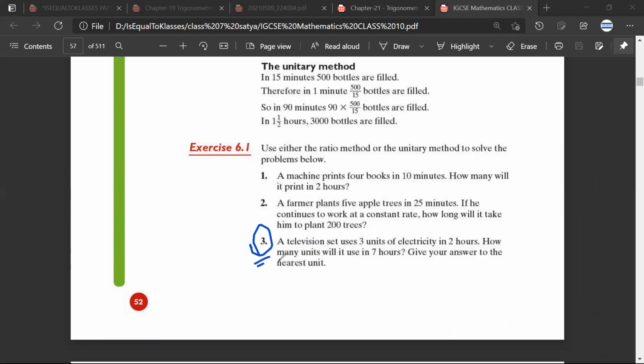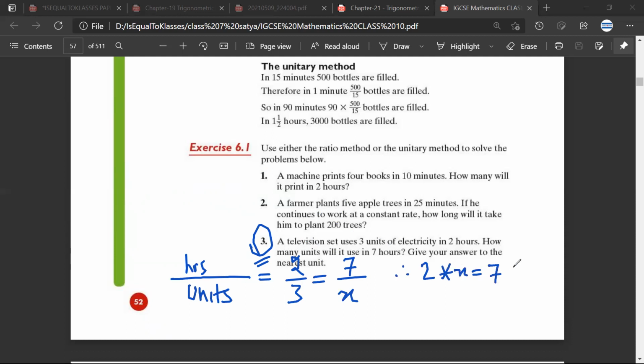Mr. Sarthak, question number 3. In question 3, this also I did in ratio method. So it will be units upon hours. It will be 2 upon 3 equals 7 upon x. So 3 into 7 divided by 2 is 10.5. So 7 hours equals 19.5 units.